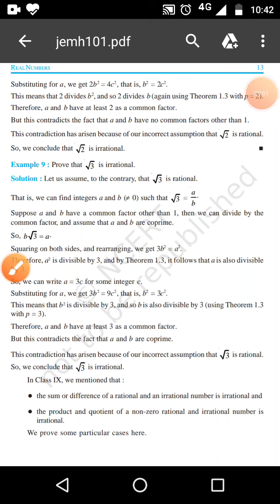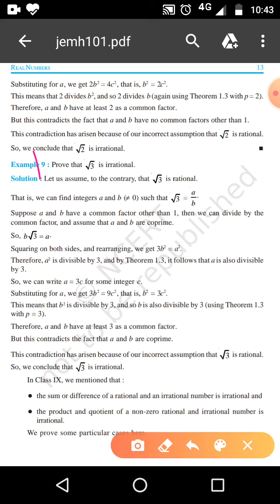Good morning, students. This is Harsnath Sukla, and in class 10, today we are going to discuss the irrationality of root 3. So, how to prove root 3 is an irrational number? For this, let us consider, if possible, that root 3 is rational.